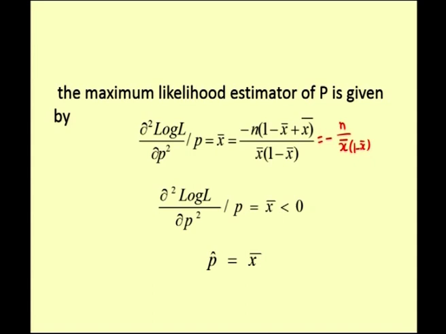You find that the function is nothing but it is negative. This whole function, that is dou squared by dou p squared of the function log L, given that p is equal to x bar, becomes less than 0. So, we assume that p cap is equal to x bar. Therefore, MLE for the point binomial distribution is nothing but p cap is equal to x bar.